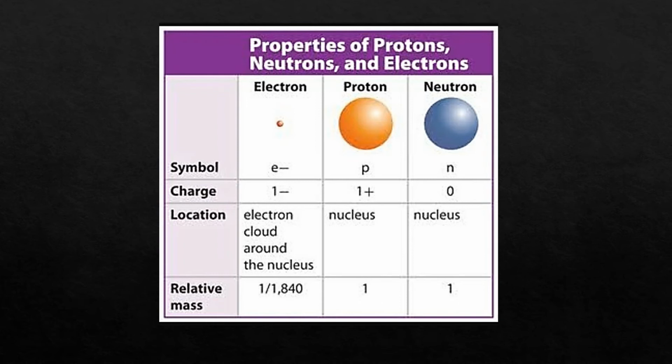The relative mass of the electron is 1 over 1840, while for the proton and neutron they are rounded off to 1. However, they are slightly different from each other.